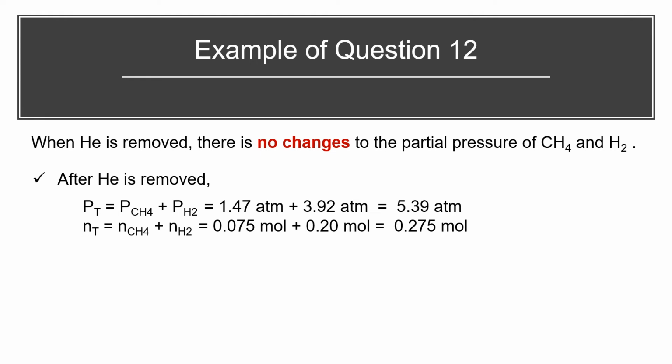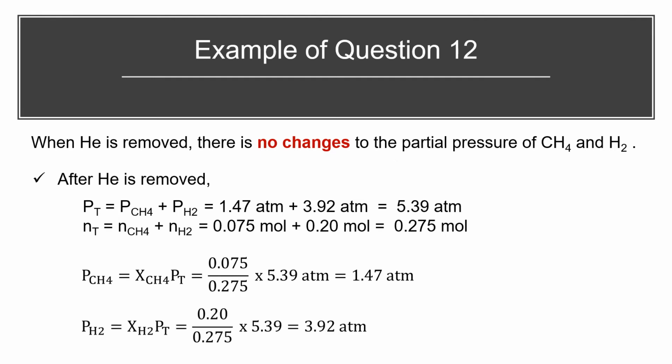We can also determine the total number of moles of gas in the mixture, which is the number of moles of methane plus the hydrogen gas. By using Dalton's law, we can determine the partial pressure of each gas.